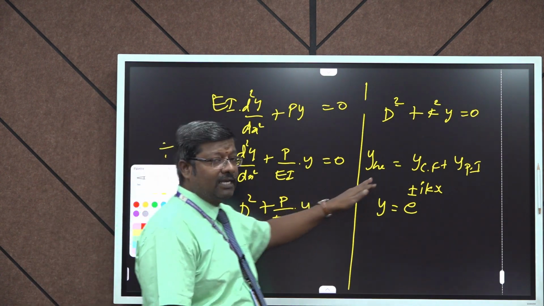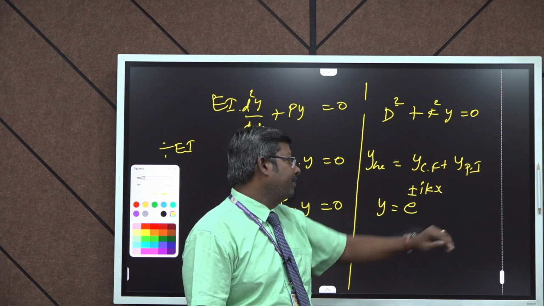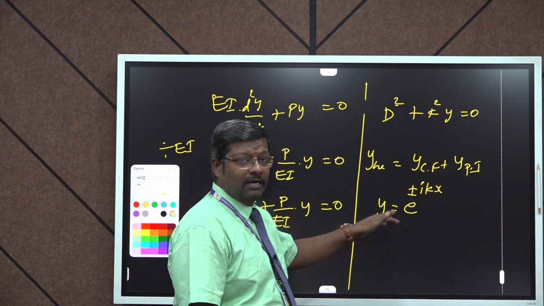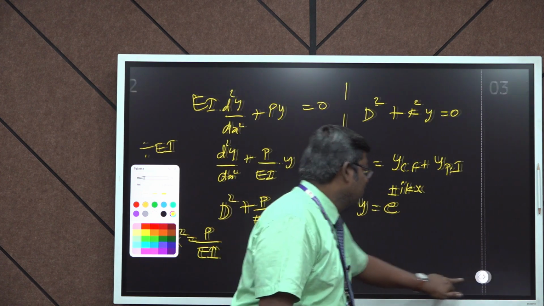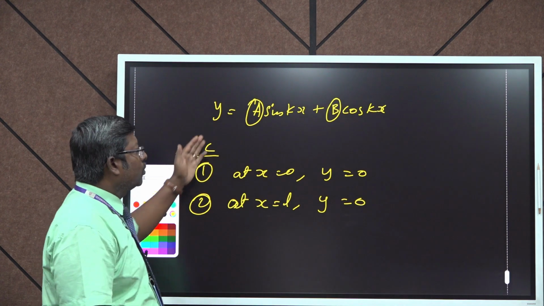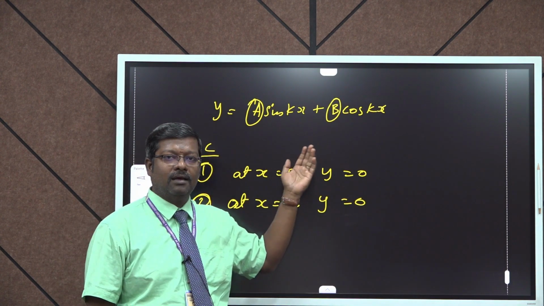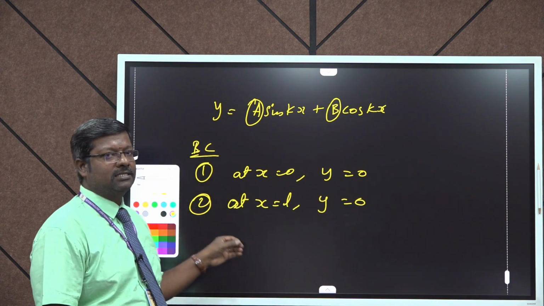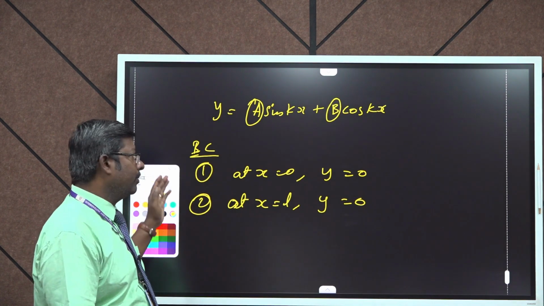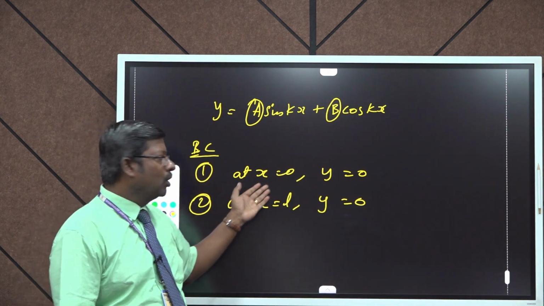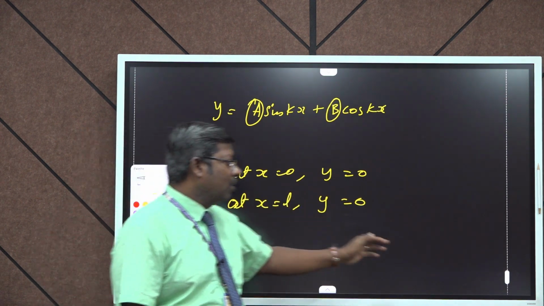The general solution is y general equal to y complementary function plus y particular integral. So, y is nothing but e power plus or minus i kx. It can be written as y equal to a sin kx plus b cos kx. Here a and b are the constants, so we need to find the constants. So, we have applied boundary conditions. There are two boundary conditions for this problem. The first one is at x equal to 0, y equal to 0, and the second boundary condition is at x equal to L, y equal to 0.